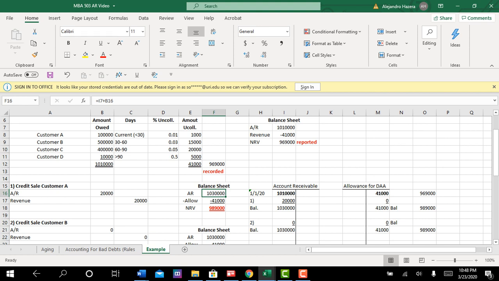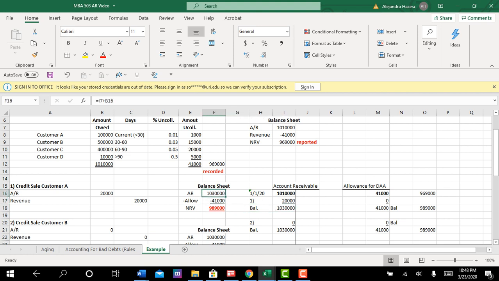It's simply $1,010,000 plus 20 gives you your new accounts receivable balance, which is $1,030,000. Now, let's see what we got here.